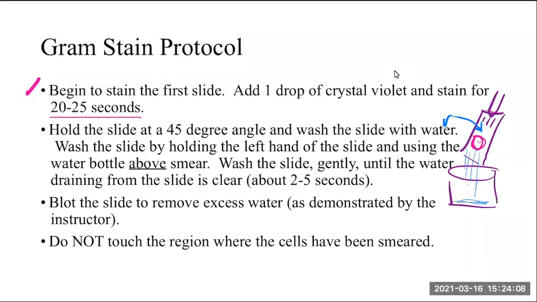And then you blot the slide to remove excess water. When you blot the slide, you want to make sure you do not touch the target area. So it's really critical. You just remove any excess water, but you don't want to touch any target area. Okay. Any questions about that?